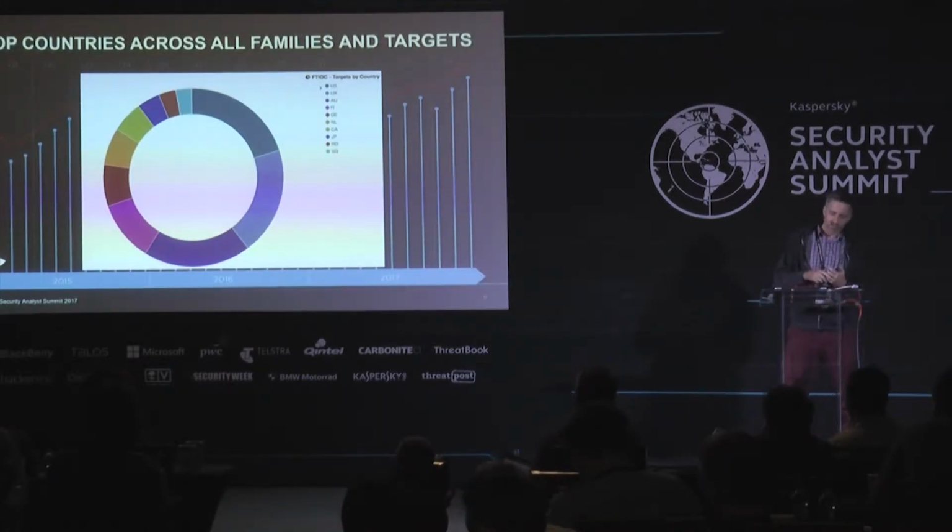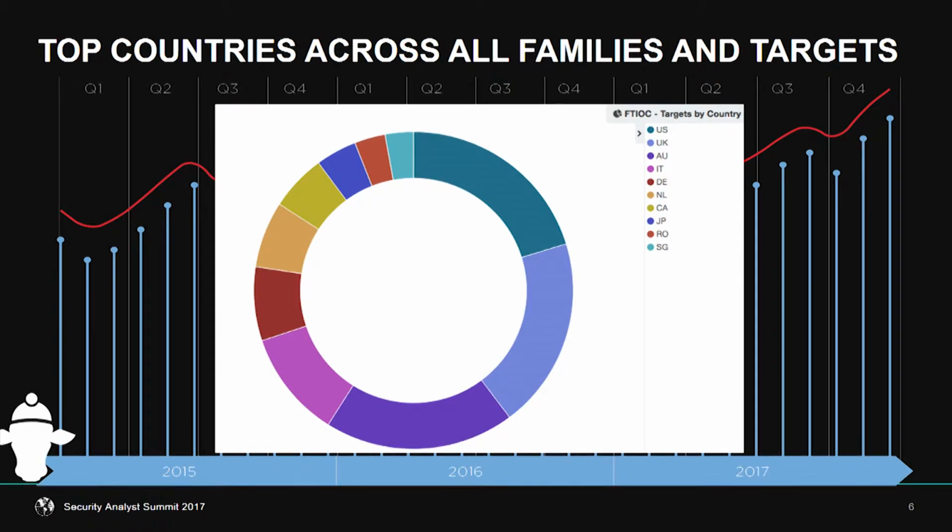So as you might expect, the web injects will heavily target the countries with the larger banks and institutions. So not a surprise, you can see the US, UK, Australia kick off the top 3, followed by Italy and Germany, followed by Canada, Japan, Romania, and Singapore.